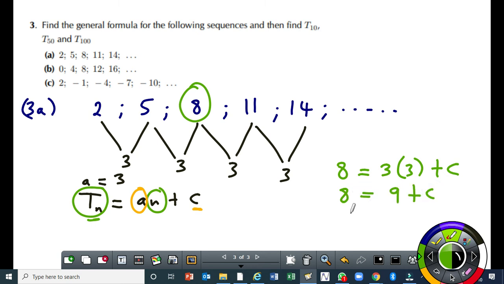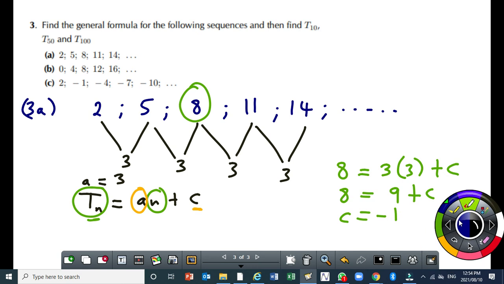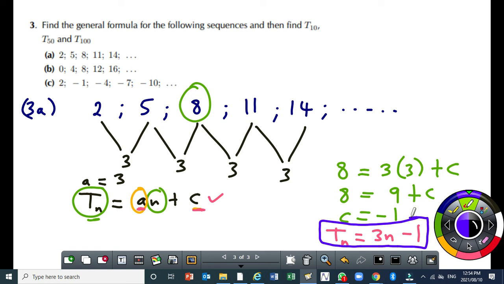So C is going to be minus 1. Then I have to substitute back now into this equation. I'll substitute C, which is minus 1, and I'll substitute A, which is 3. Therefore, my general term is going to be Tn equal to 3n minus 1. So this general term, I can use it to determine all the terms in that sequence.